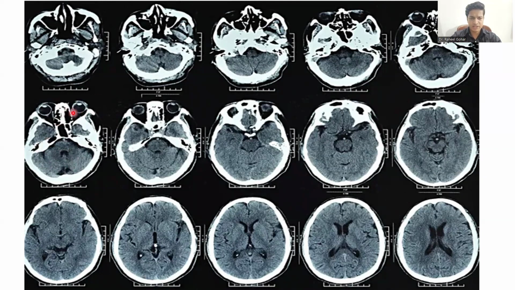Here you can see the eyes, the nasal area. These are the petrous bones. These are the lesser wings of the sphenoid. This is the middle fossa, and this one is the posterior fossa. As we move upward, you can see that heart-shaped structure. This one is the midbrain, and clearly you can see a dot here. This dot is the basilar artery.